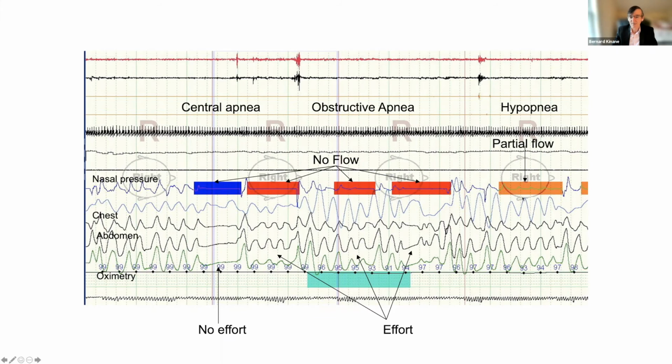The next step is we see how many apneas and hypopneas you have per hour, and we call this the AHI, apnea hypopnea index, which is used to define obstructive sleep apnea.